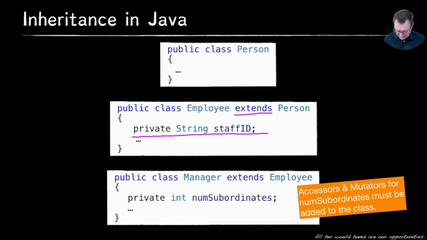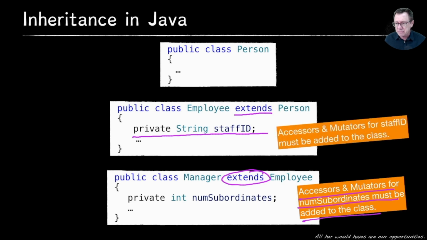Then down here is the manager class, which extends employee, and we've added another class field. As I say there, accessors and mutators for numSubordinates must be added to this class, and the accessors and mutators for staffID need to be added to the employee class here. So we go about writing a class that inherits in that same pattern, with accessors and mutators for the class fields we include in it, as well as, as we'll see later on, our toString and equals methods.